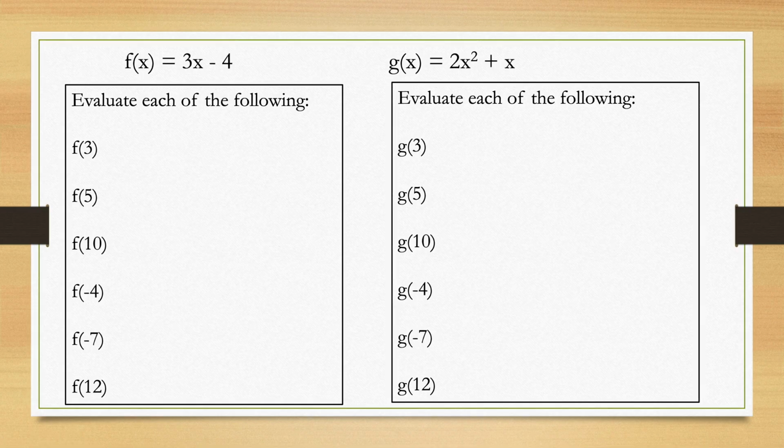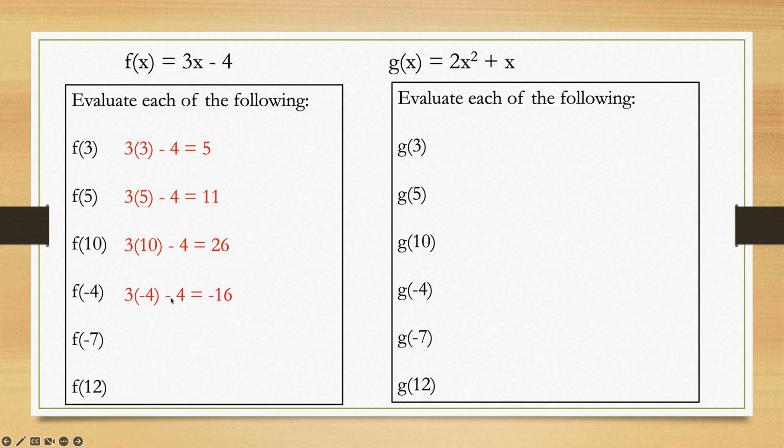So, again, back to the beginning. f takes the input, multiplies it by 3, subtracts 4. So 3 times 3 is 9, minus 4 is 5. 3 times 5 is 15, minus 4 is 11. 3 times 10 is 30, minus 4 is 26. 3 times negative 4 is negative 12, minus 4 is negative 16. 3 times that input of negative 7 is negative 21, minus 4 is negative 25. And 3 times 12 is 36, minus 4 is 32.